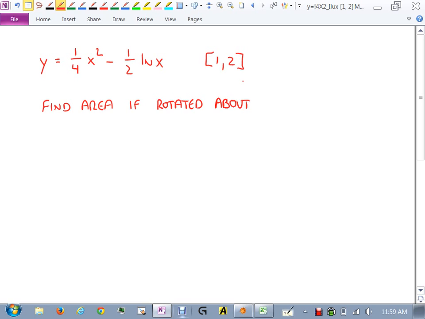Oh wait, hold on a second. I don't know about this. I think we're going to run into a major problem, but we'll go for it, okay? I think we're going to have a major issue here. Find the area if rotated about the x-axis. So the implication here is surface area.